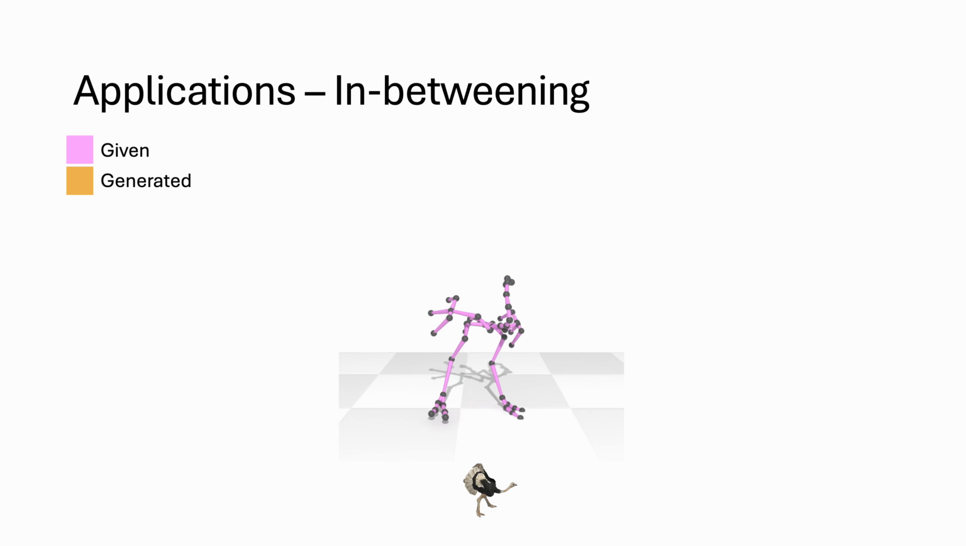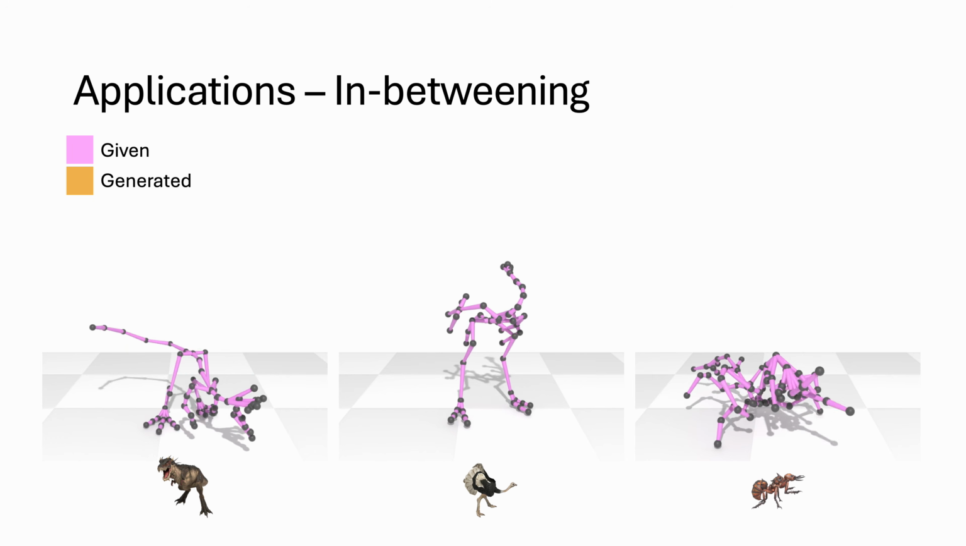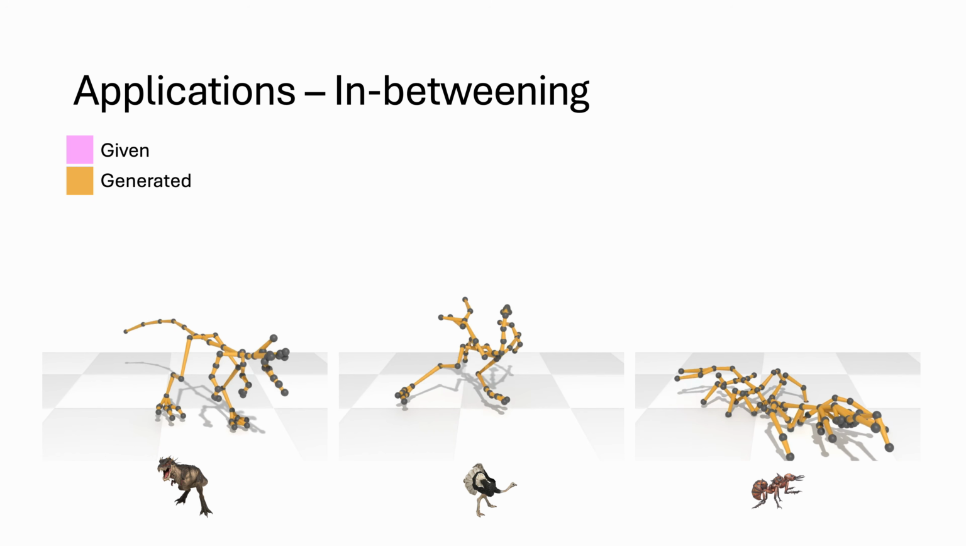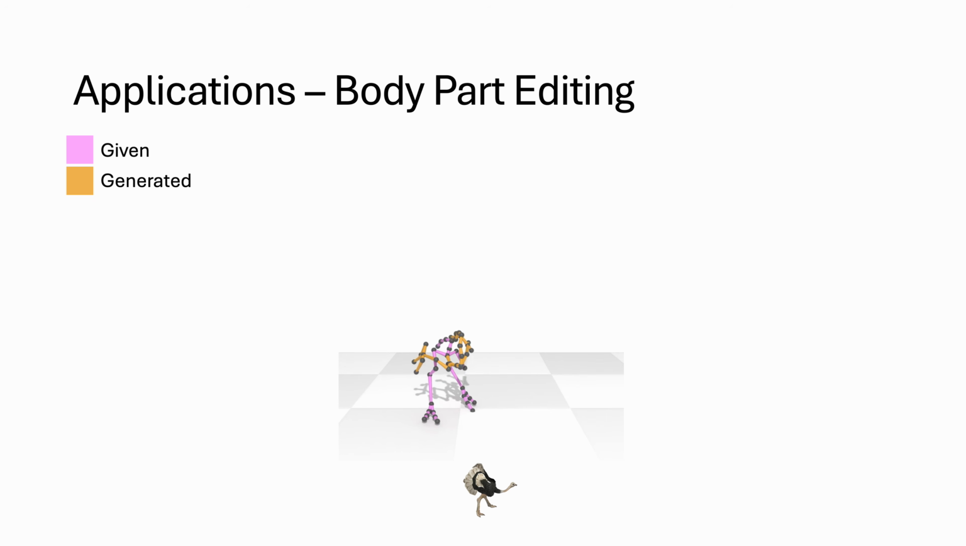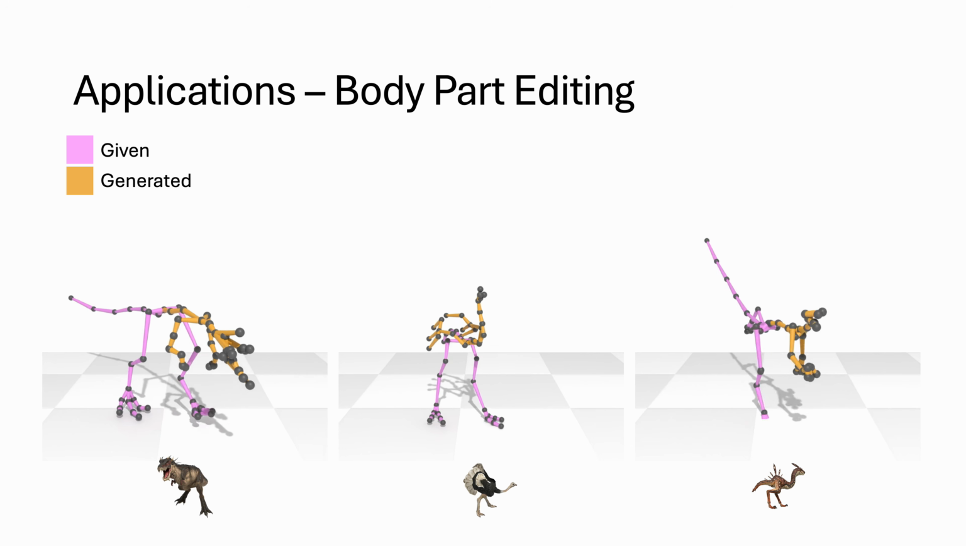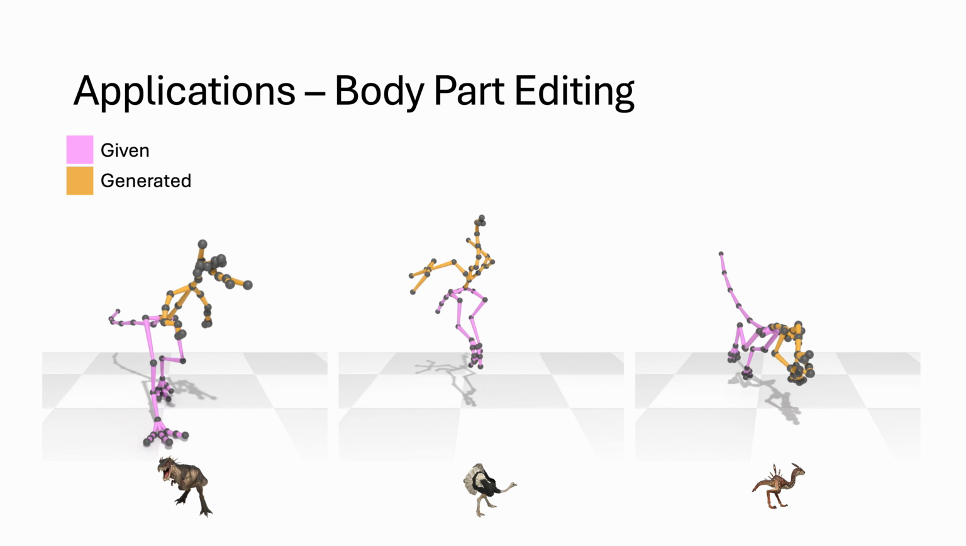We also enable editing operations. In in-betweening, the beginning and end of a motion sequence are given, and we synthesize the rest. We also support spatial or body part editing, where one part of the body is given and the other is generated.